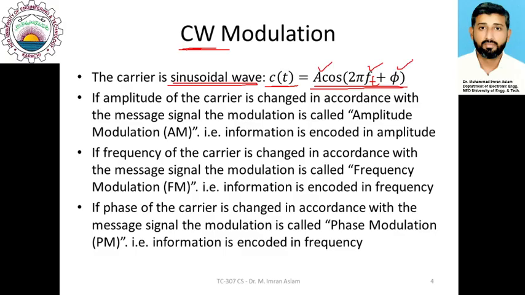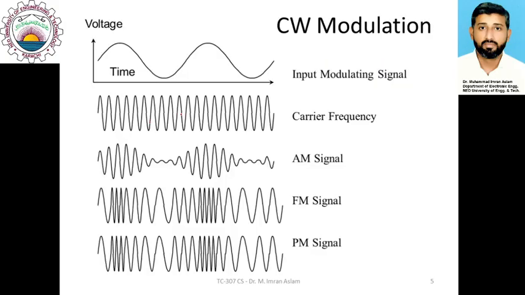As I mentioned, we can change one of the parameters in accordance with the message signal. So one possibility is that we change the amplitude of the carrier in accordance to the message signal, or proportional to the message signal. So how much change is there in the message signal, that should be reflected by change in the amplitude of the carrier. So let me give an illustration using a waveform.